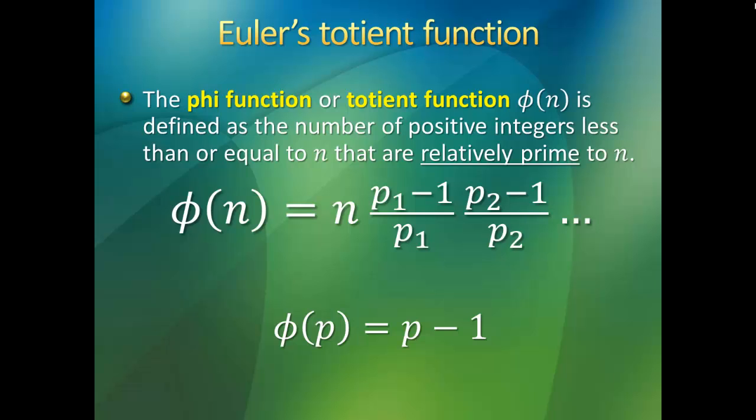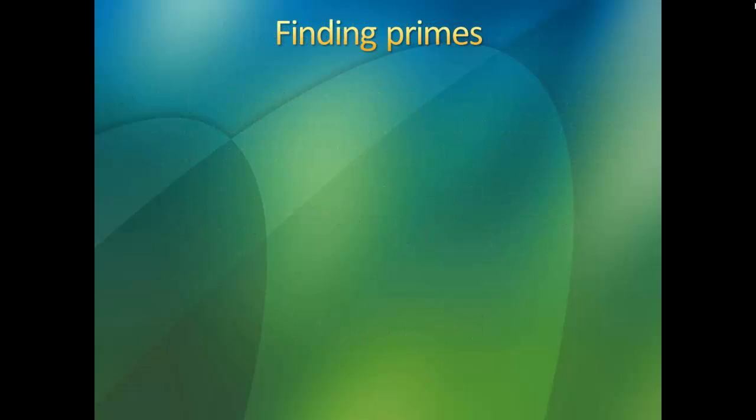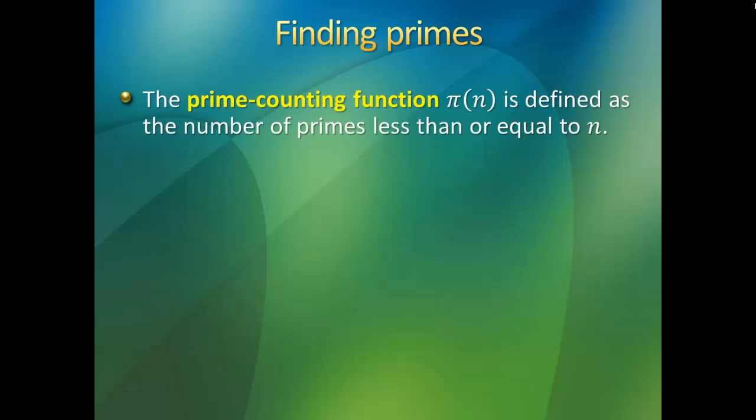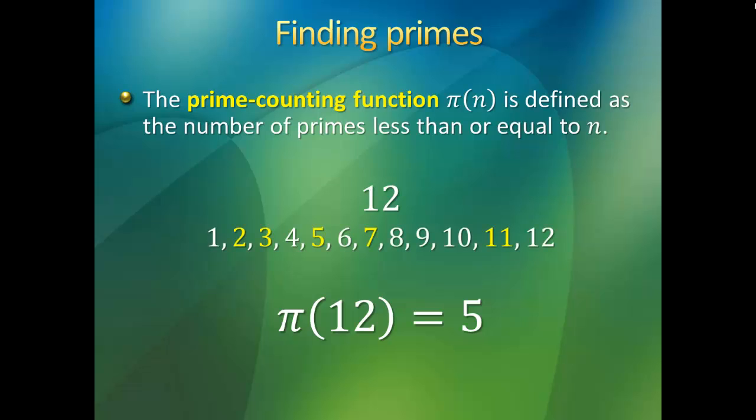But the question remains, how do we actually find whether a number is prime or composite? We do know some things about the distribution of the prime numbers. The prime counting function, pi of x, not to be confused in any way with the half-circle constant pi from trigonometry, is the function that counts the number of primes less than or equal to some real number x. So for example, pi of 12 equals 5, because there are 5 prime numbers less than or equal to 12: 2, 3, 5, 7, and 11.